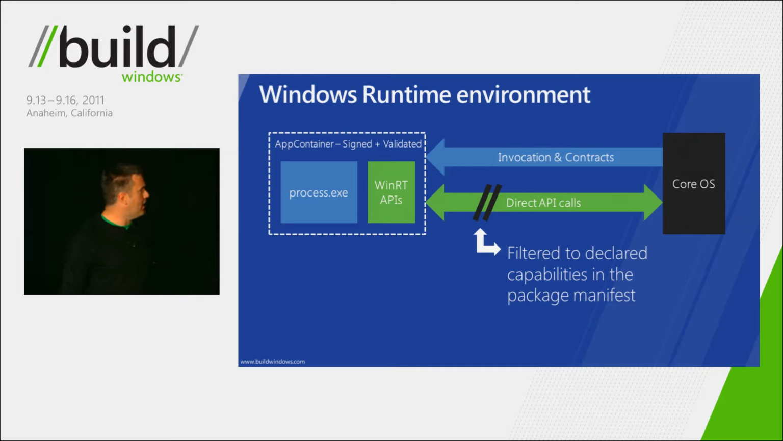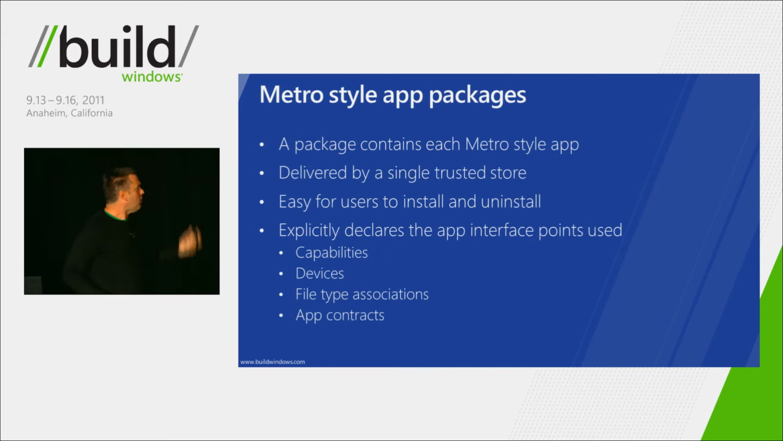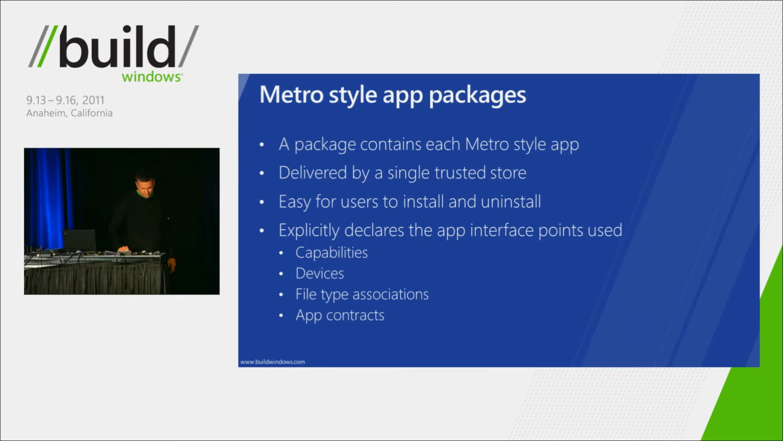If you look at the diagram here, the app container environment hosts the app processes and makes the Windows runtime APIs available for the app to use. And then those calls are filtered based on the declared capabilities in the manifest. So where do app containers come from? Well, an app container is the runtime environment for an app.